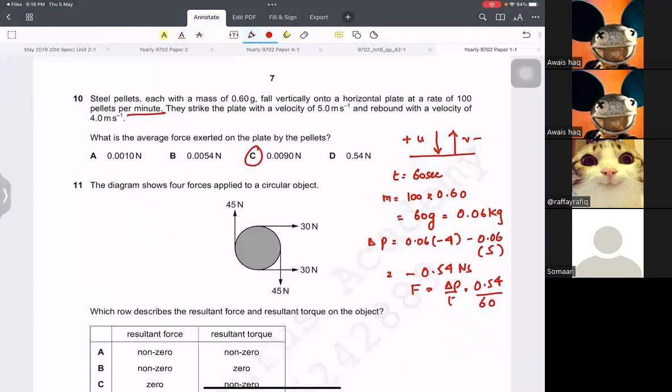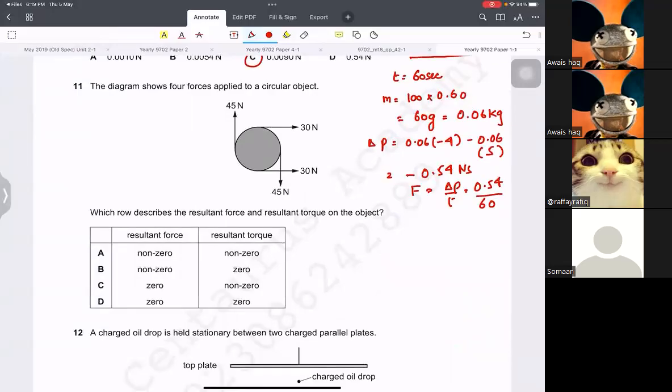Going next. So on this side, you have 60 newtons. On this side, oh, and in this side, they cancel out. So resultant force has to be non-zero. And the torque, well, the torque would be non-zero as well, because these are not producing a torque individually, but they're coupled forces. So it has to be A then.